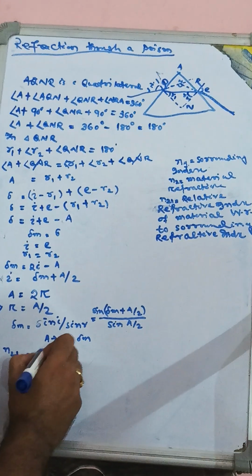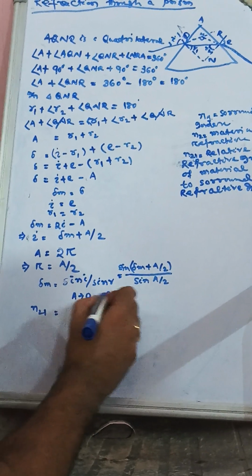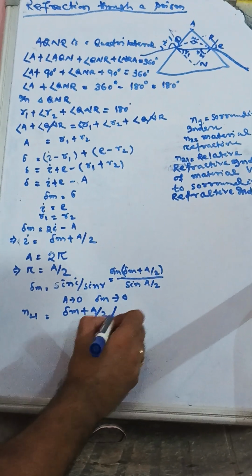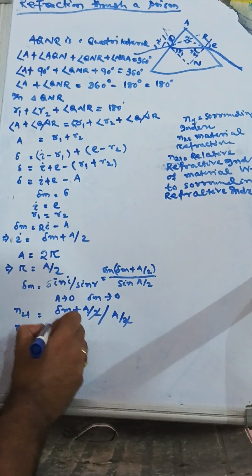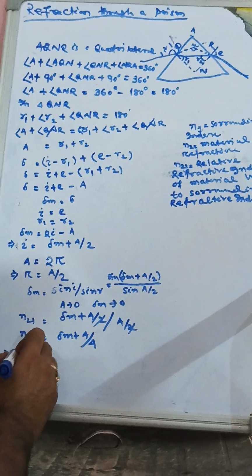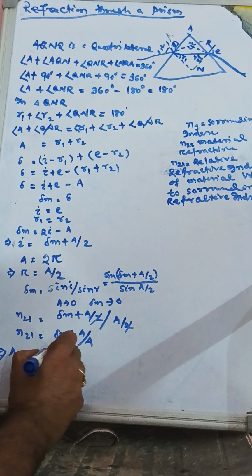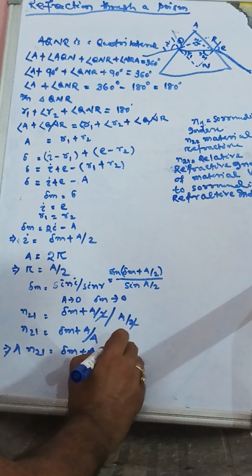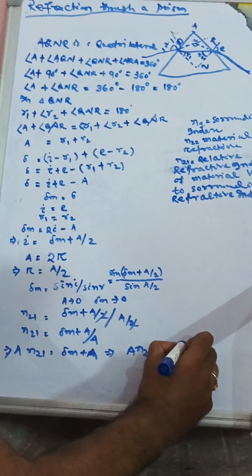Then n21 is equal to this del m expression. If the prism is thin, then A tends to 0, del m tends to 0, then del m plus A by 2 divided by A by 2, the 2 will be cancelled. n21 is equal to del m plus A by A. After cross multiplication, A n21 is equal to del m plus A. This implies A n21 minus A is equal to del m.